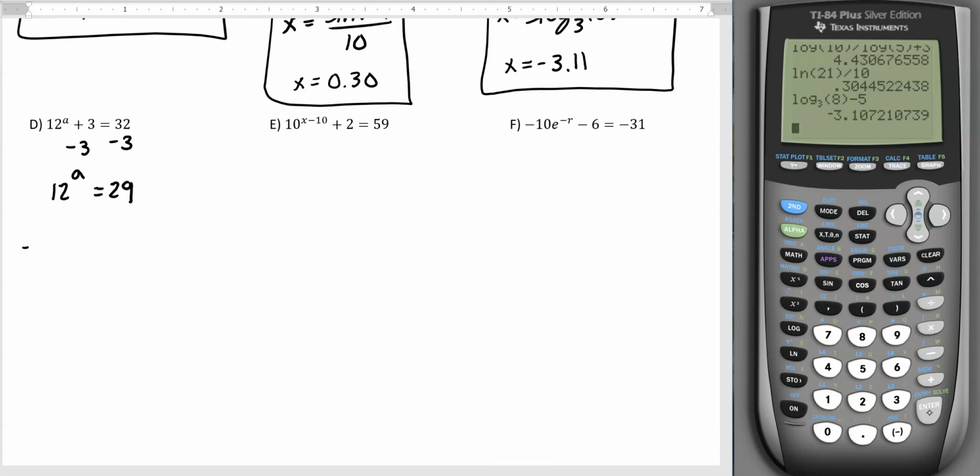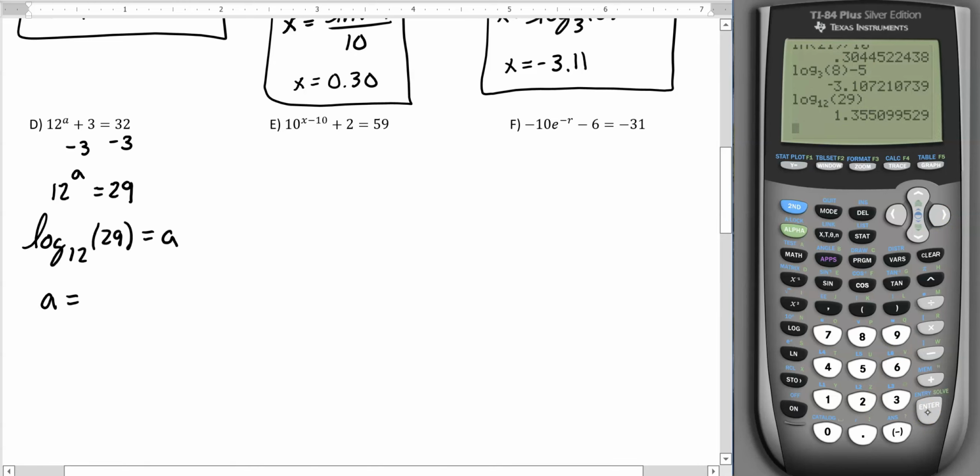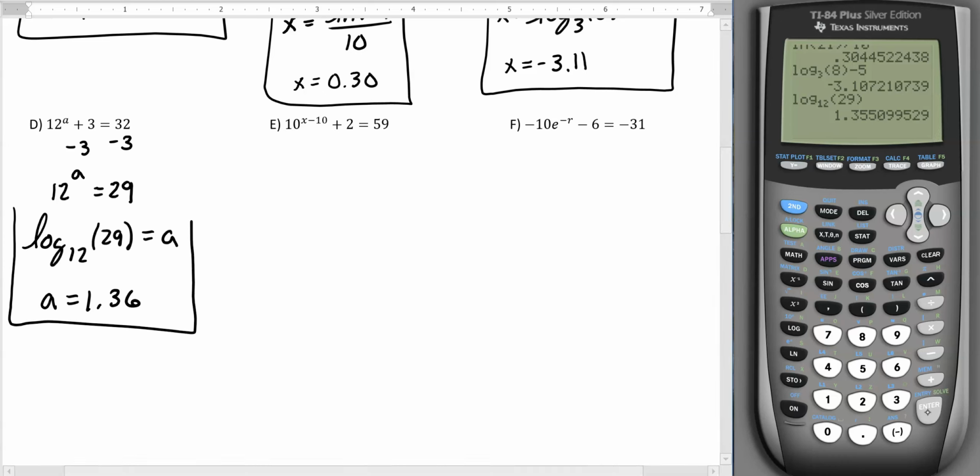So converting to a logarithm, that'd be log base 12 of 29 equals A. In my calculator, I do log base 12 of 29, and I get 1.36 when I round. A equals 1.36, and there we have it.